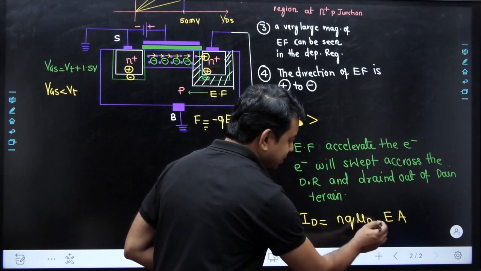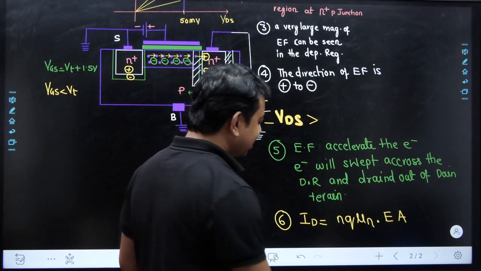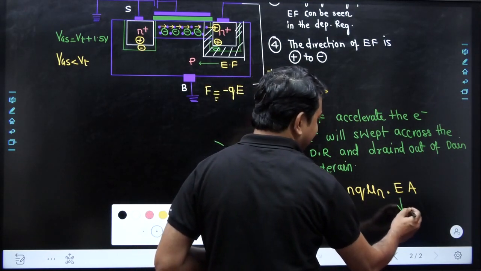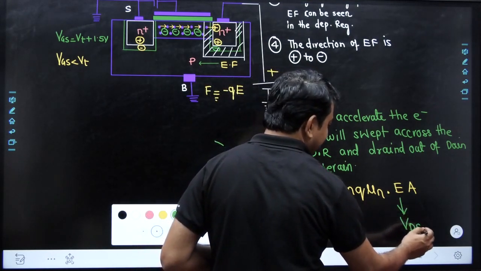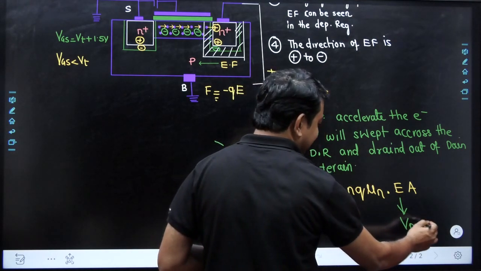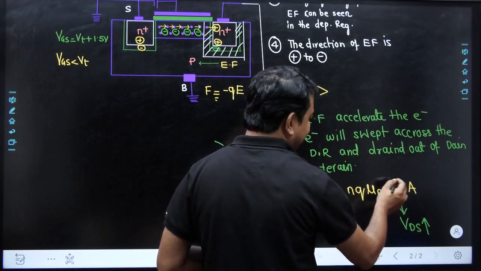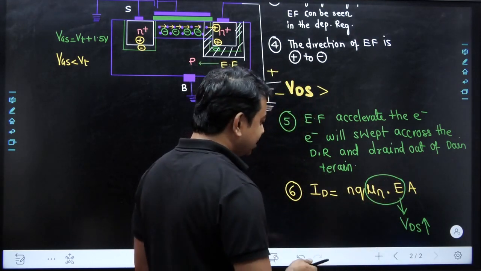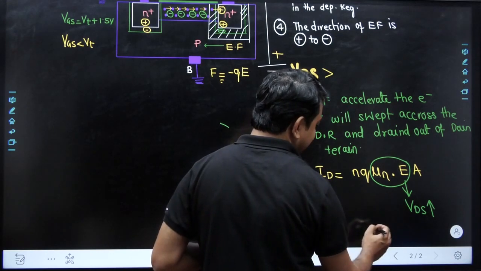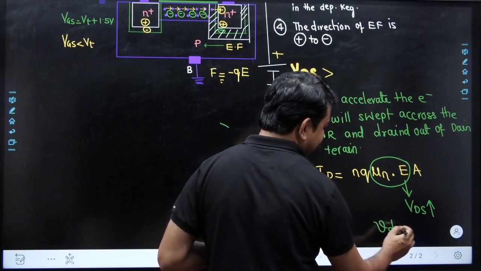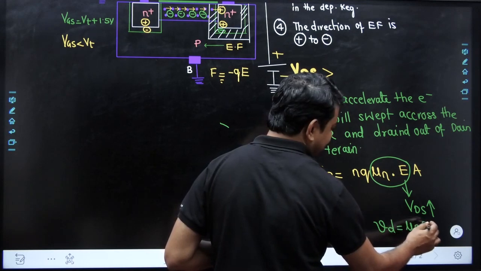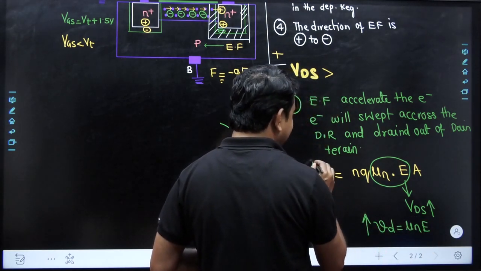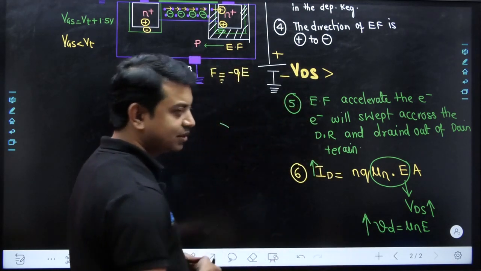So I have separately written this out. This electric field is which electric field? This electric field is the electric field which is due to the presence of drain to source voltage. So if you increase the drain to source voltage, the mu n and the electric field, whose product is commonly taken as the drift velocity, because drift velocity is equal to mu n into electric field. So the drift velocity is increased, and we can say the magnitude of current is also increased.